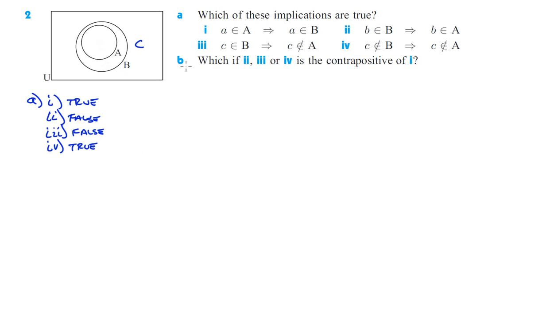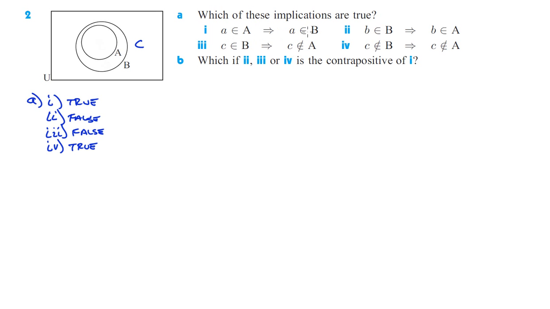All right, and then part B, it says which of 2, 3, or 4 is the contrapositive of 1? If you'll remember, the contrapositive is both the opposite and the negative of that. So that would mean, so we have A is an element of A, implies A is an element of B.